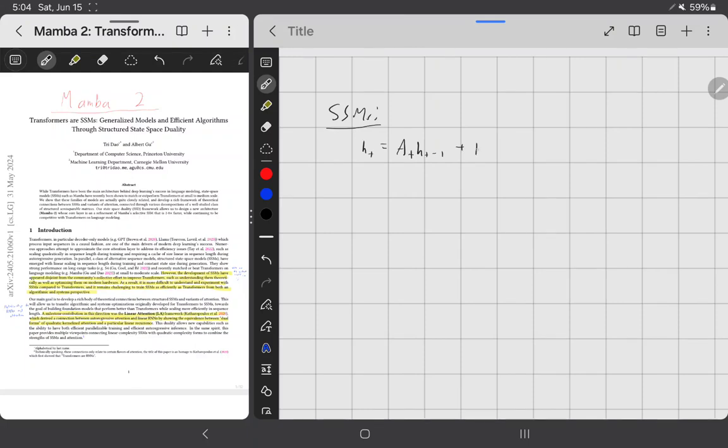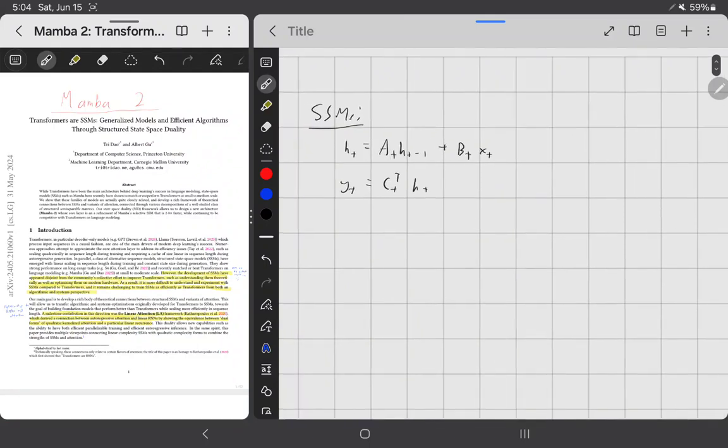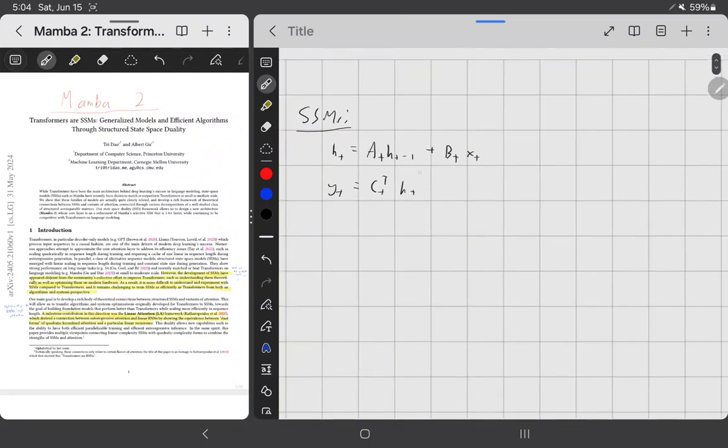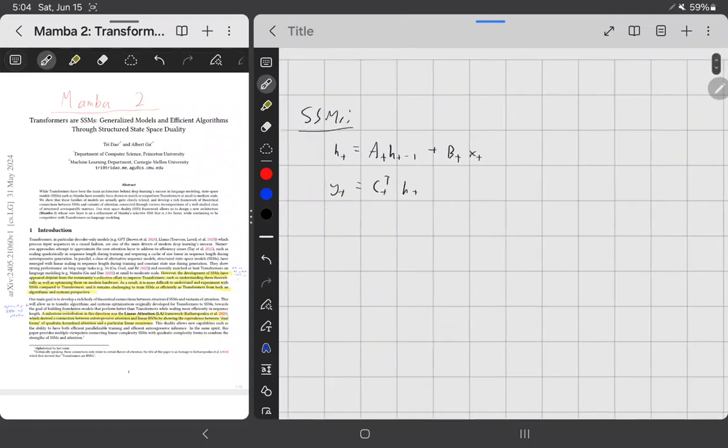So the hidden state is going to be this, where H sub t minus 1 is the previous hidden state and X sub t is the input. Y sub t is going to be C_t transpose H_t. And this is basically our recurrence relation. So our input is x_t, it's just some token, you can think of it, and y_t is going to be our output.